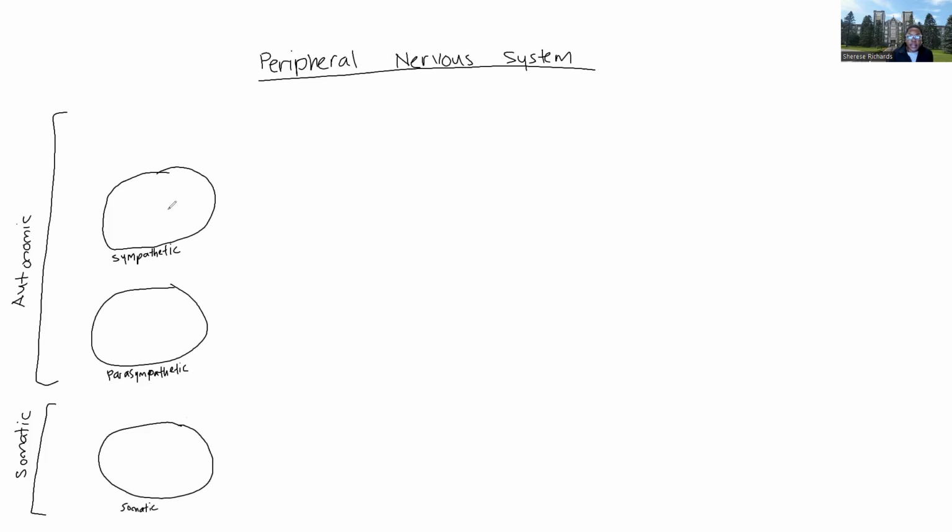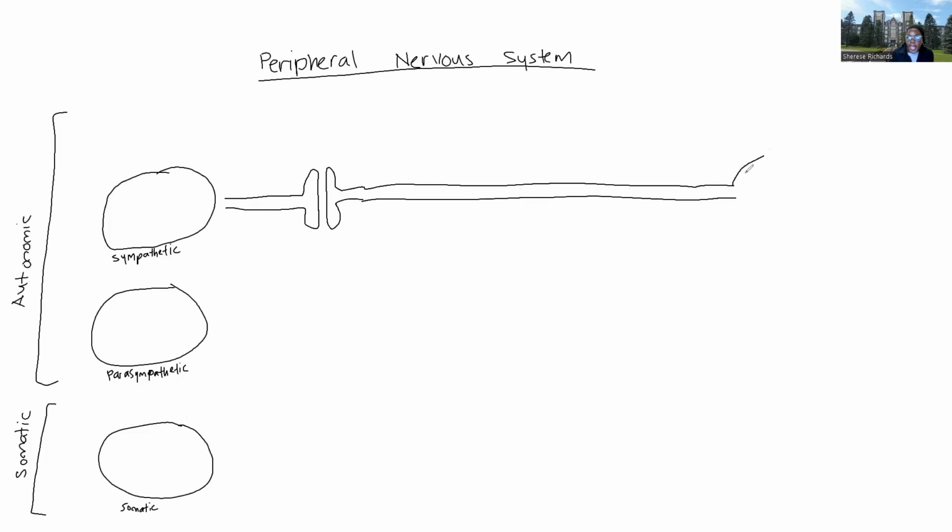Now, because in the sympathetic nervous system, we have a short preganglionic neuron, we're going to draw that in first. And then there's a point of synapse here, the ganglia. And then we have a long postganglionic neuron. All right. These are going to end differently. So we'll draw that in as well. They're not going to end in axon terminals. They're going to end at the neuroeffector junction where we have these swellings called varicosities. So we'll illustrate that here as well.